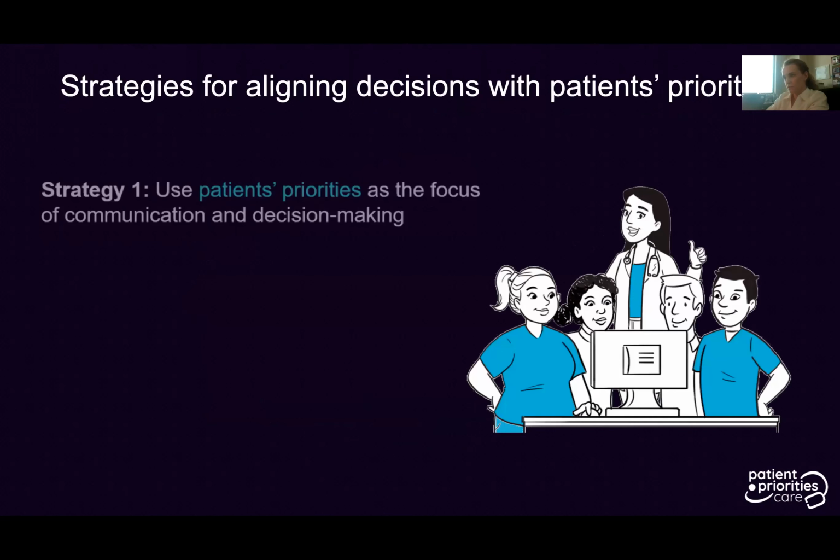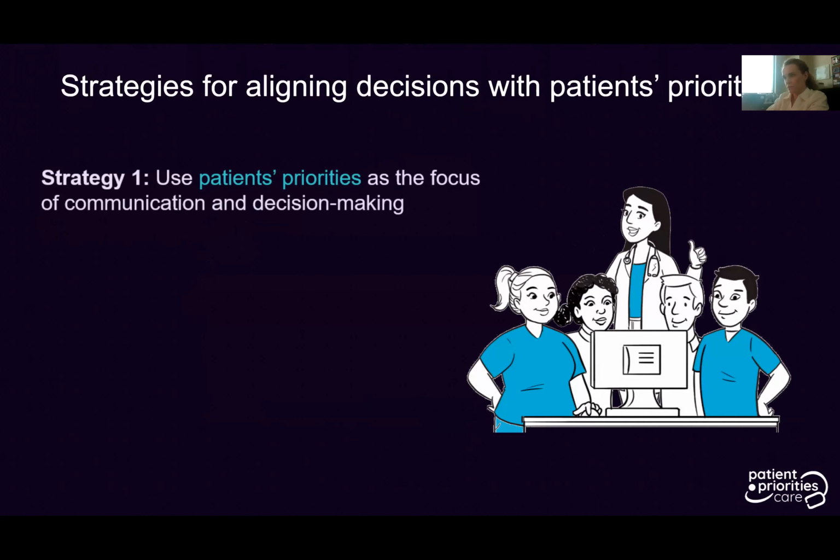Next slide. So there are three main strategies that we're going to talk about today, and they come out of work that we've done with clinicians and patients over the last 4 years, developing and implementing patient priorities care. And they also come from some of our own clinical experiences caring for patients with multiple chronic conditions for many years. These are certainly not the only three strategies you can use, but we think that they've been proven to be feasible, practical, and helpful.